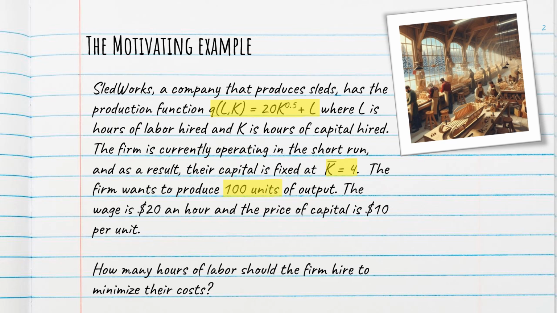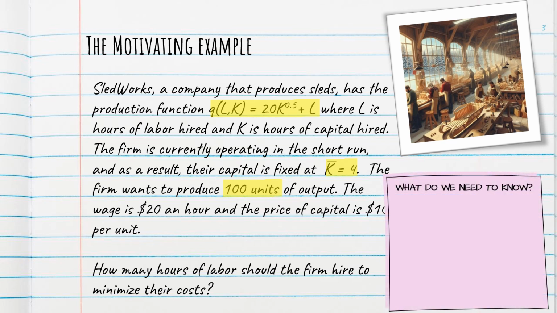The wage is $20 an hour and the price of capital is $10 per unit. We want to figure out how many hours of labor the firm should hire to minimize their costs. What do we need to know to solve this question? We need the production function, the amount of the fixed input, as well as the output goal. We don't actually need the wage or the price of capital. They're provided in this question, but they're completely unnecessary for solving it.